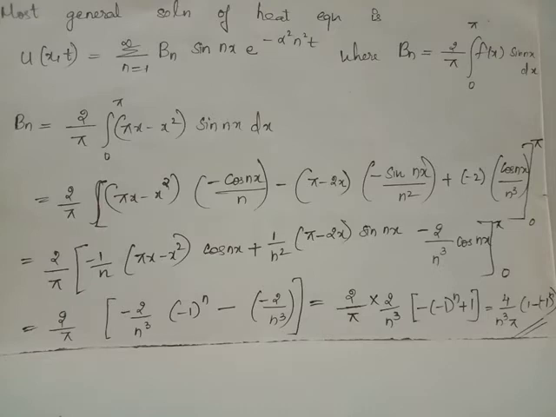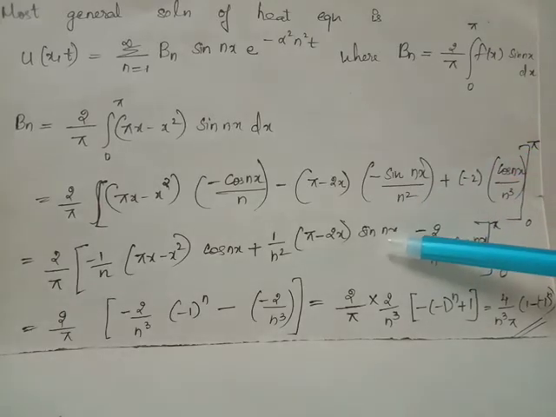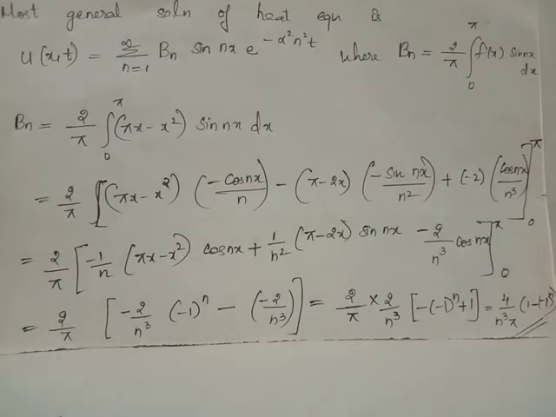Similarly, when you give x = π in this term, you will have sin nπ, which makes the second term 0. When you give x = π for the third term, it becomes −2/n³ into (−1)^n, because cos nπ = (−1)^n. Now we will give the lower limit x = 0. When you give the lower limit x = 0 here, we have π·0 − 0², which gives 0 as the answer for the first term.